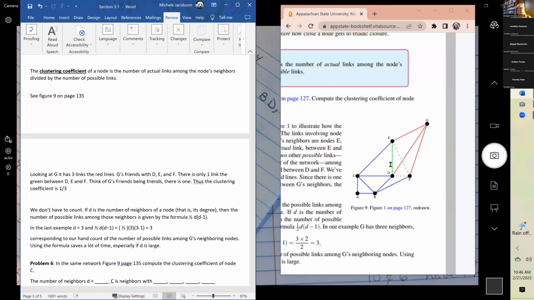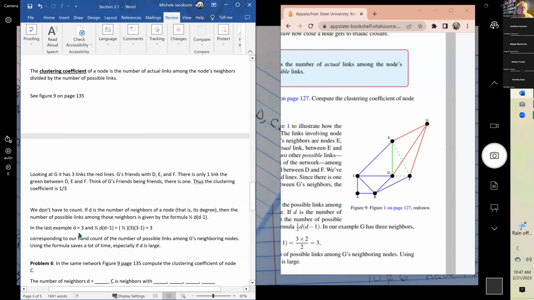Any questions on that? We're going to look at a formula for it. When it gets too large to try and count them, here it wasn't too hard to see that he only had 3 friends, so then ED, EF, and FD would be the links for them to be friends. And it was only one of the 3. But when it gets large, there's formulas you can use. We don't have to count. If D is the number of neighbors a node has, then the number of possible links among those neighbors is 1/2 D times D minus 1.